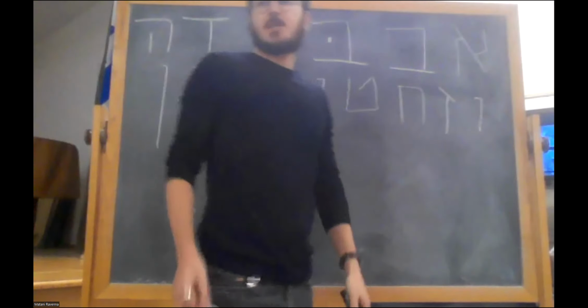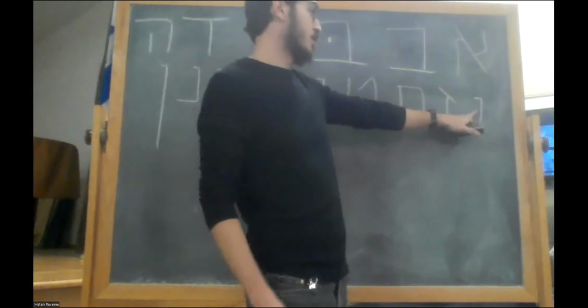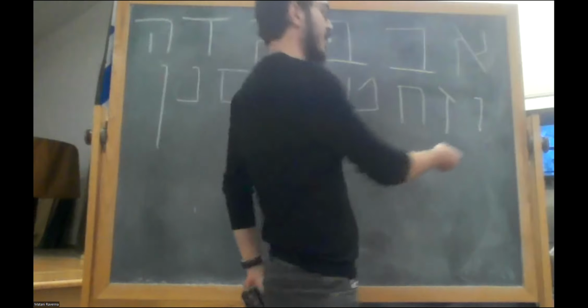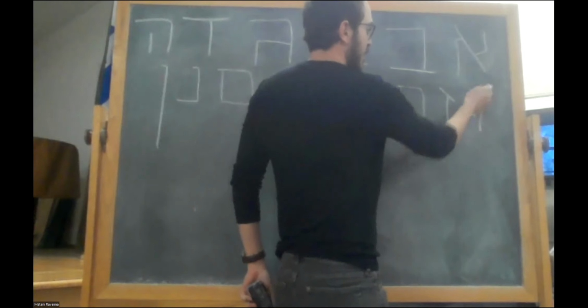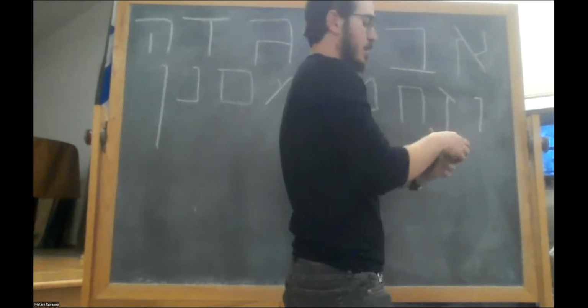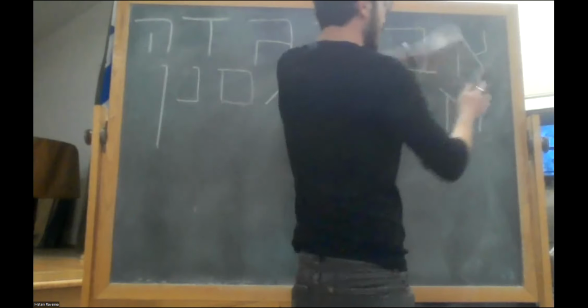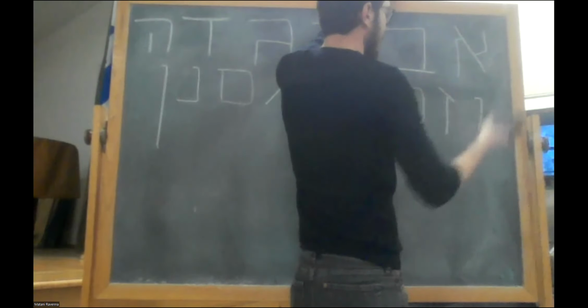Vav, last time we said it's a little bit specific. Alone, it will usually come with a vowel. We will learn about them today, either like this or like this. It will sound different with each different vowel. We'll get to that today.